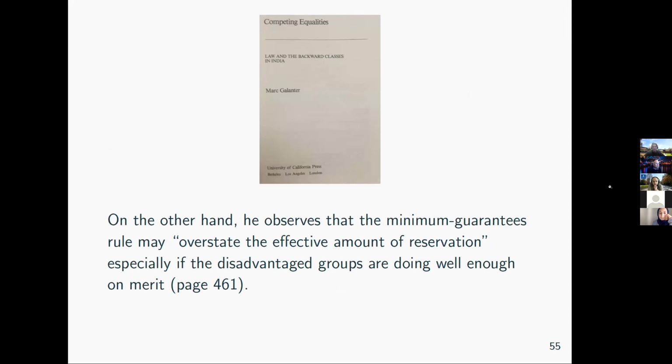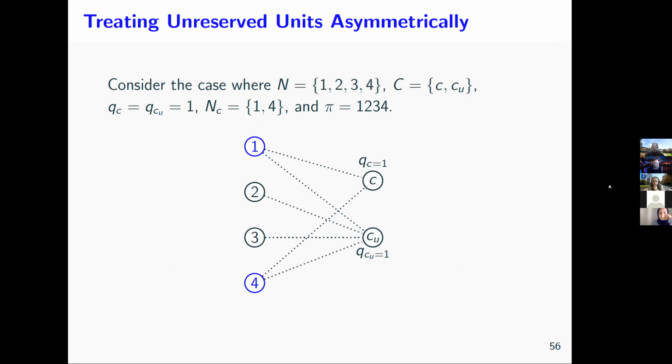So to make this clearer, let me just give you an example. This is an example where you have 4 agents. You only have one preferential category, which is category C. You also have an unreserved category, which is CU. Each of these categories has a capacity of 1. And what you note is that only the agents in blue, these minority agents, say, or high priority agents, agent 1 and 4, are eligible for this preferential category C.